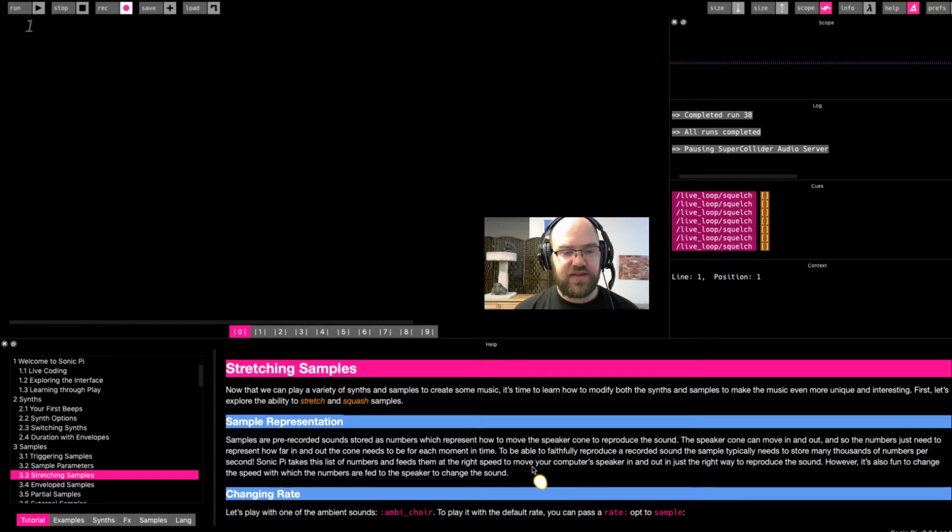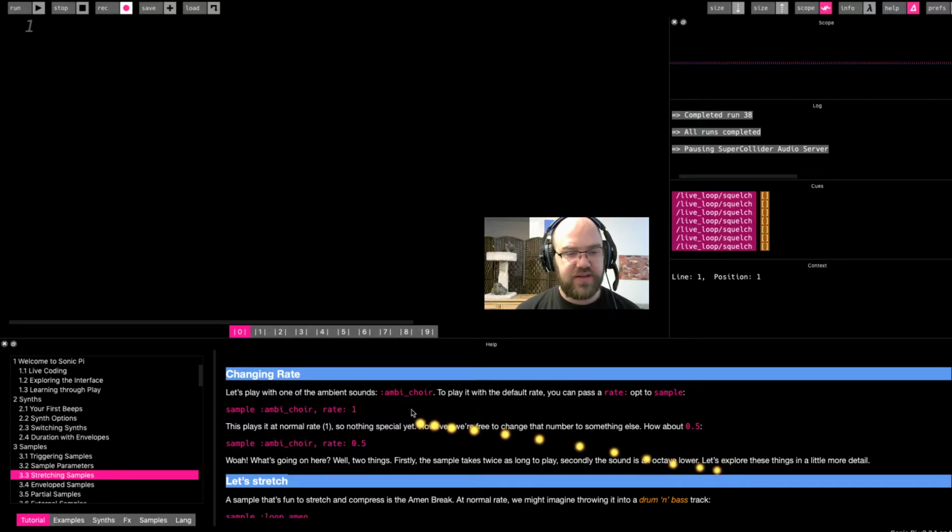Sample representation. Samples are pre-recorded sounds stored as numbers which represent how to move the speaker cone to reproduce the sound. The speaker cone can move in and out, and so the numbers just need to represent how far in and out the cone needs to be for each moment in time. To be able to faithfully reproduce a recorded sound, the sample typically needs to store many thousands of numbers per second. Sonic Pi takes this list of numbers and feeds them at the right speed to move your computer's speaker in and out in just the right way to reproduce the sound. However, it's also fun to change the speed at which the numbers are fed into the speaker to change the sound.